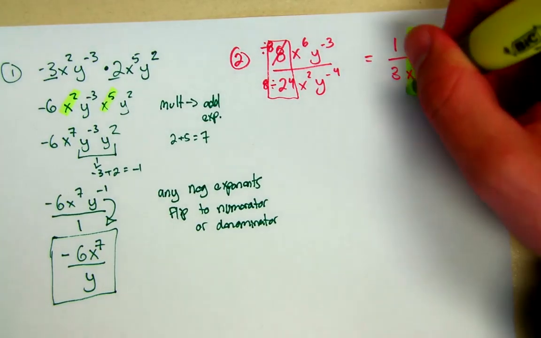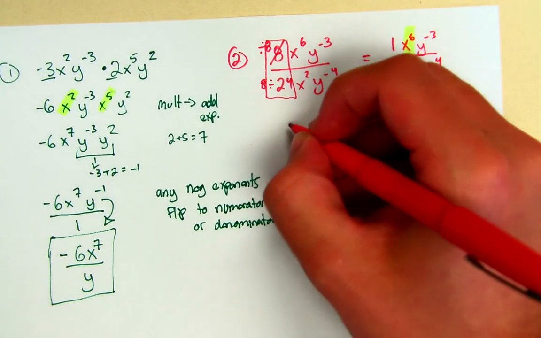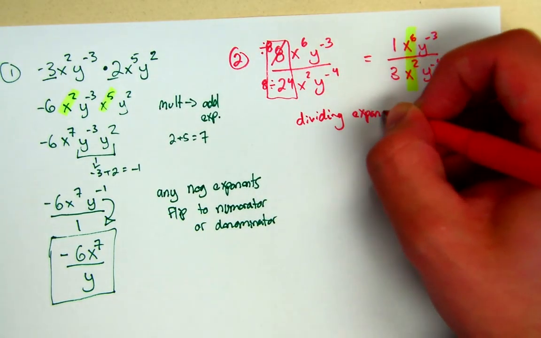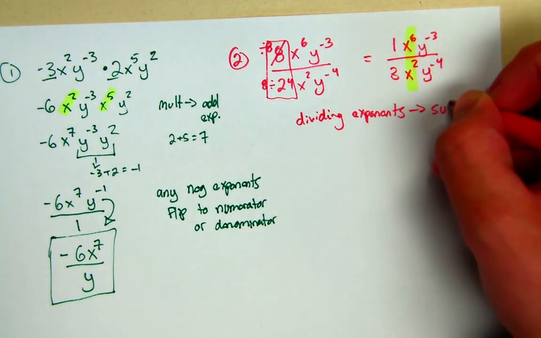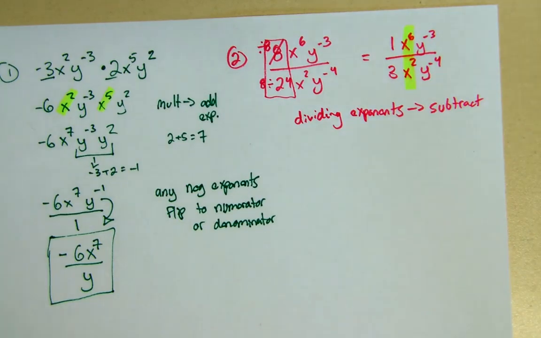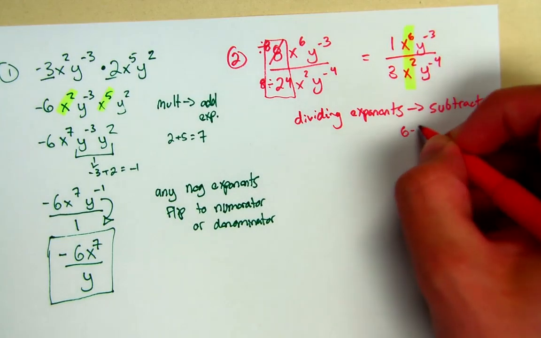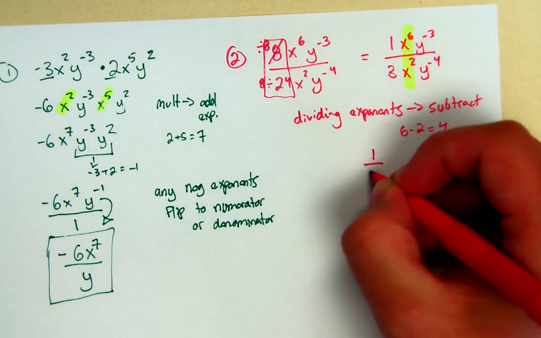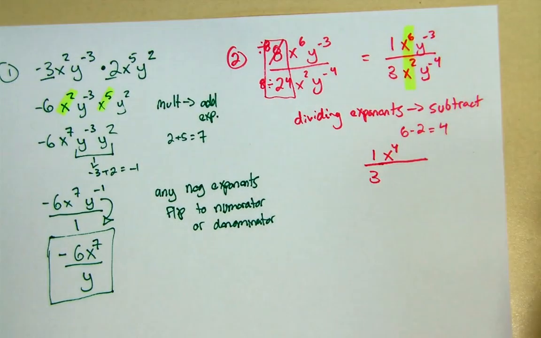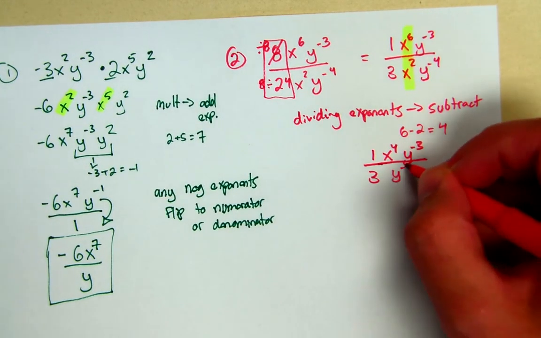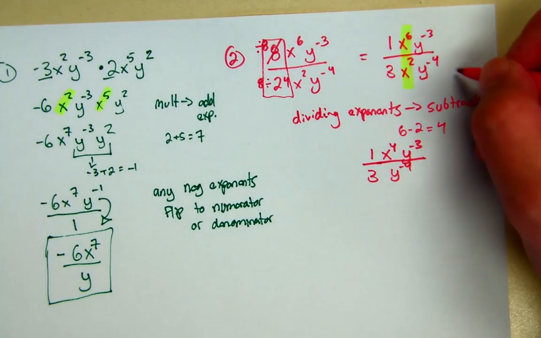Now, let's talk about when we're dividing. Dividing, unlike multiplying exponents, means we need to subtract. So we take the bigger one, we subtract the smaller one. So in this case, 6 minus 2 is 4. Since it's positive, I know it ends up in the numerator. So now I have 1 over 3, x to the 4th in the numerator, since it was positive, y to the negative third, and just y to the negative 4th in the bottom. So that's where I got from here to here.